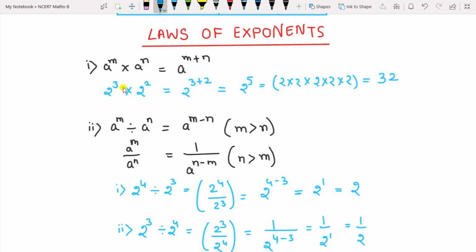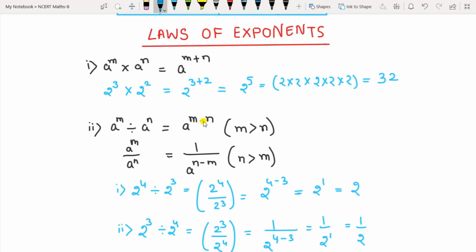For example, 2 raised to 3 into 2 squared equals 2 raised to 3 plus 2, that gives 2 raised to 5. If you further solve it, that is multiply 2 five times, the answer is 32. Similarly, in place of multiplication, if it is division, that becomes the second law. Then you have to subtract the powers.